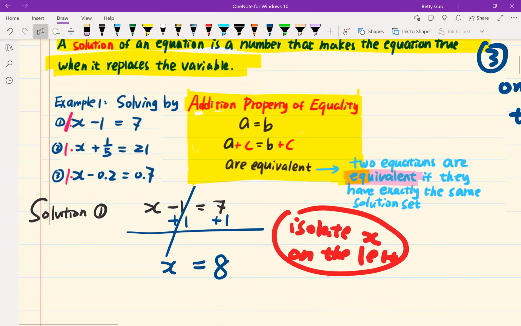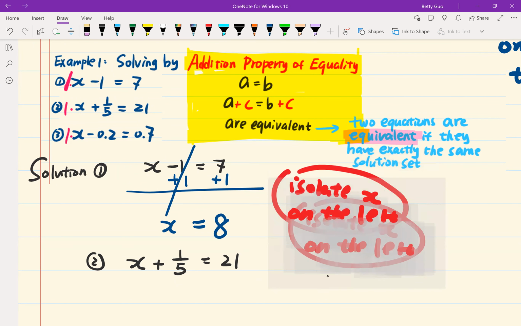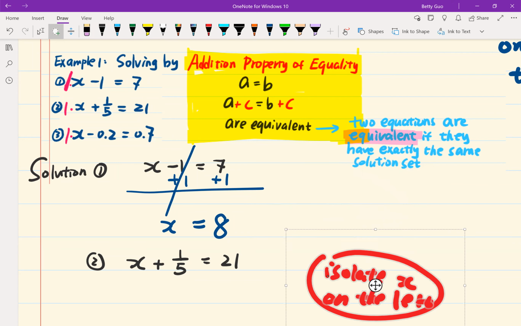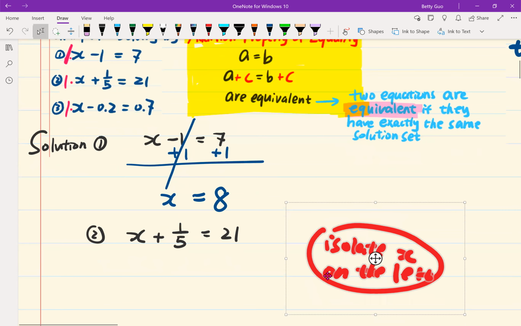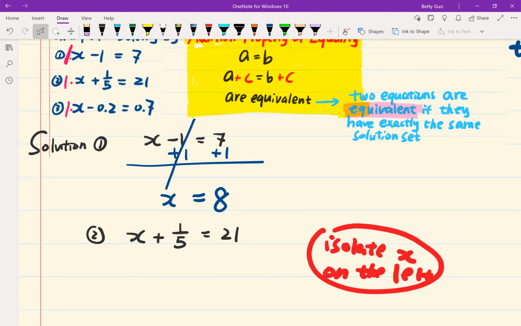Number 2. We have x plus 1 over 5 equals 21. We are going to solve the equation. So what's the goal? We're going to solve the linear equation in one variable. So we are going to isolate x on the left. Okay, what's on the left right now? On the left, we have x plus 1 over 5. x is not by itself on the left, right? So we need to get rid of 1 over 5.